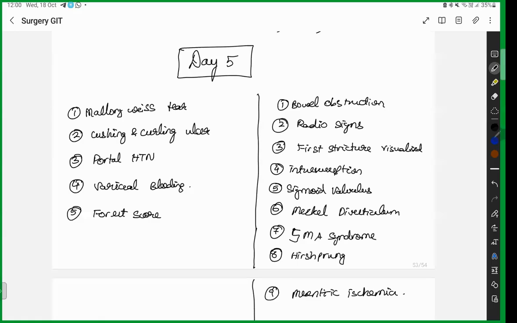Welcome to the fifth day of discussion of your GIT. And today we are going to cover a major aspect of your gastrointestinal system, a very important part. So we are going to discuss the upper GI hemorrhage, number one.